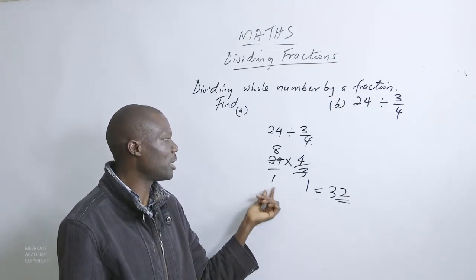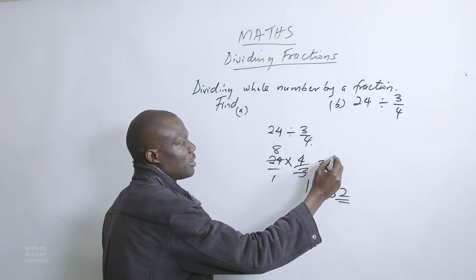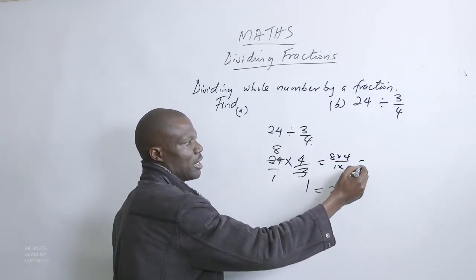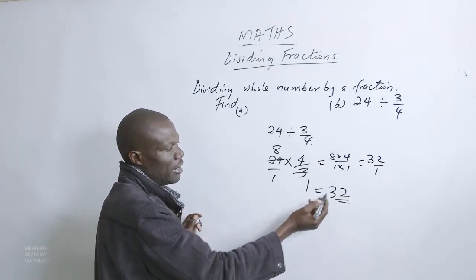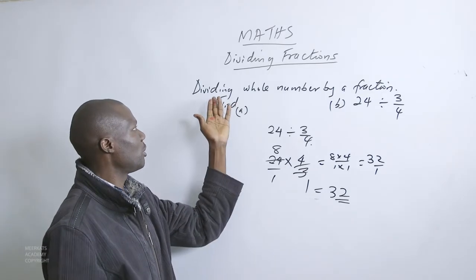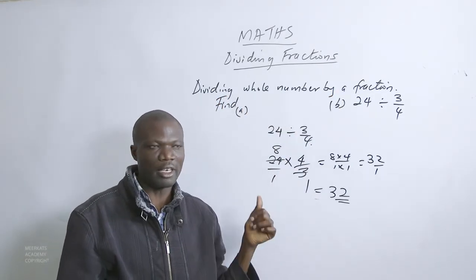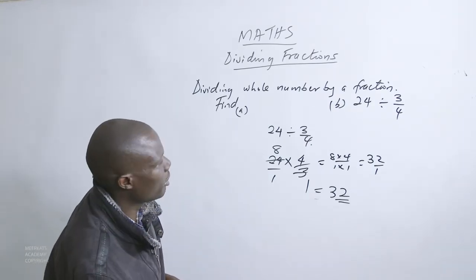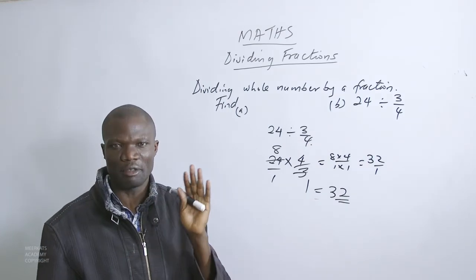Where we have the denominator as 1, because if you notice, this will give us 8 times 4 over 1 times 1. So the case here is 32 over 1. Any number over 1 is simply the number. That's why we have 32. That's how we handle dividing whole numbers by fractions. Now let us look at a third case. And this particular one, we are going to divide fractions by other fractions.